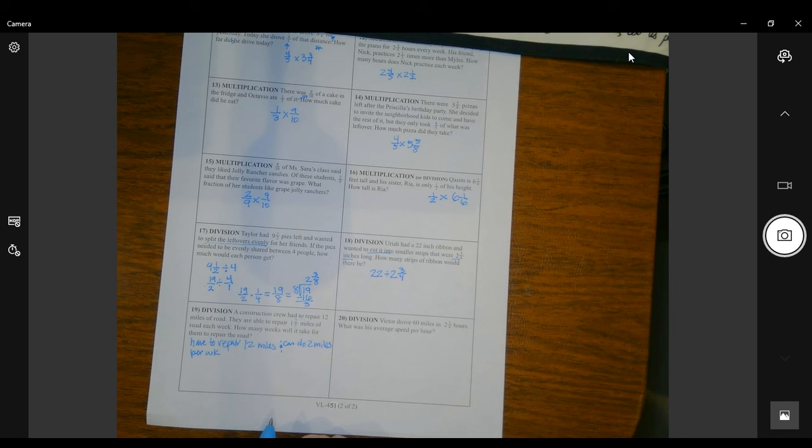Well, a lot of your brains are already saying, oh, 6. Well, how did you get that? Because after 6 weeks, those 12 miles will be taken care of. You did 12 divided by 2, right? Well, in reality, it wasn't divided by 2. We're actually dividing by this number.